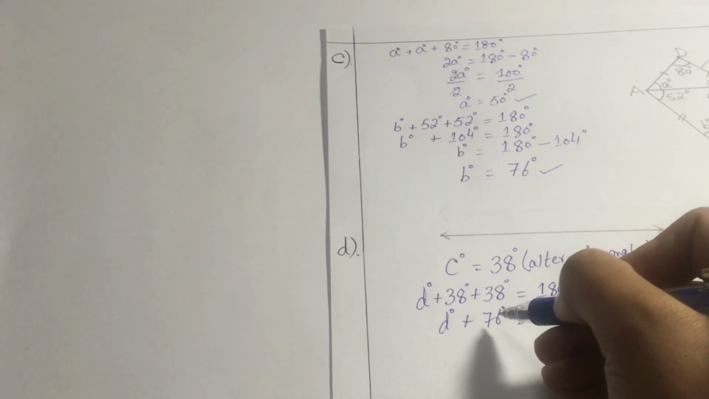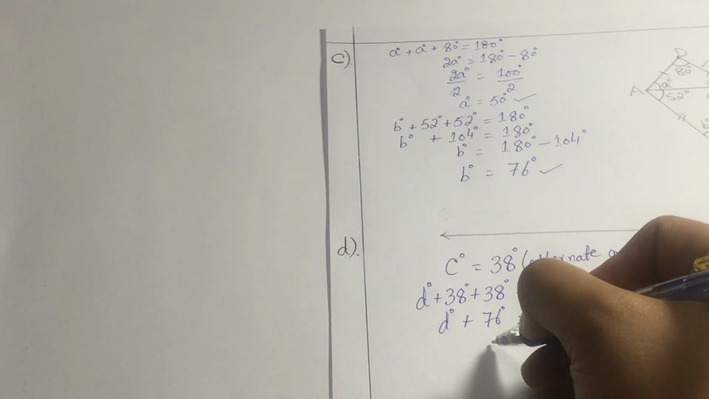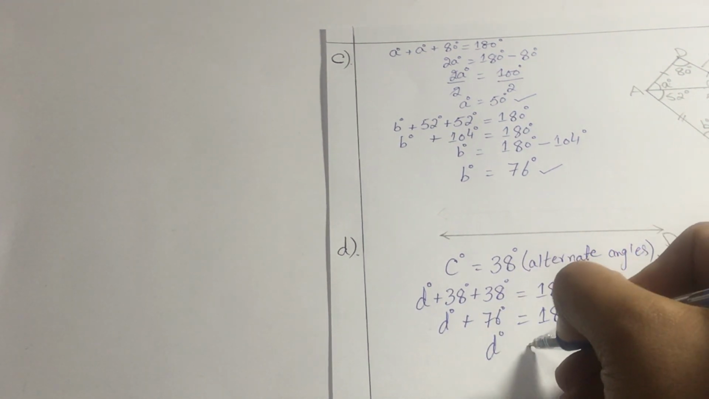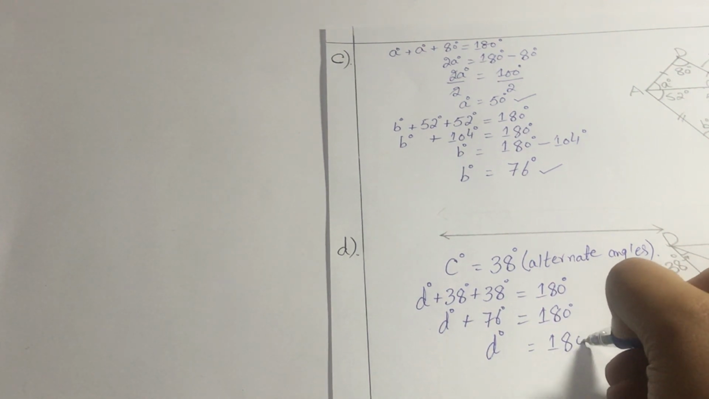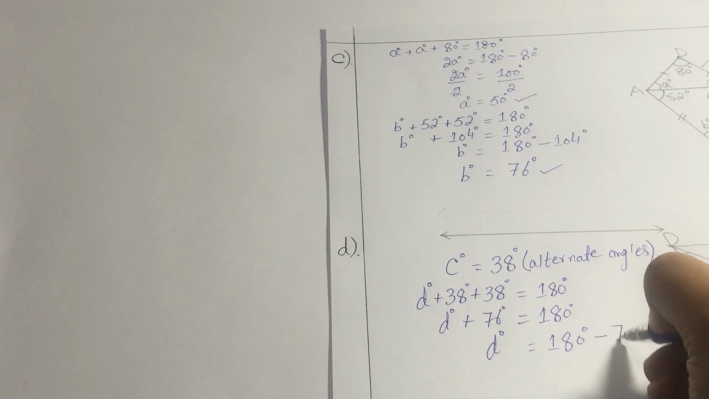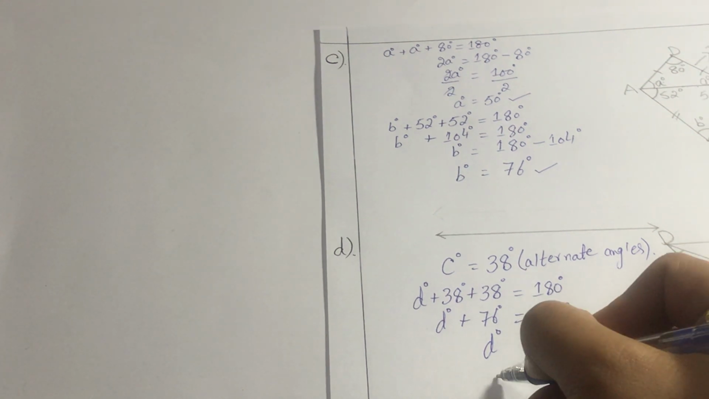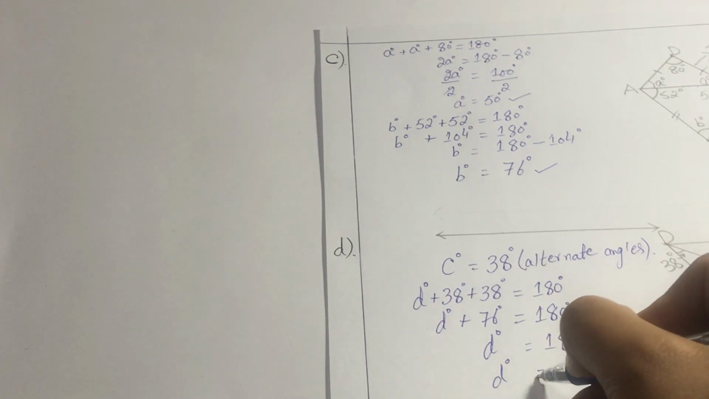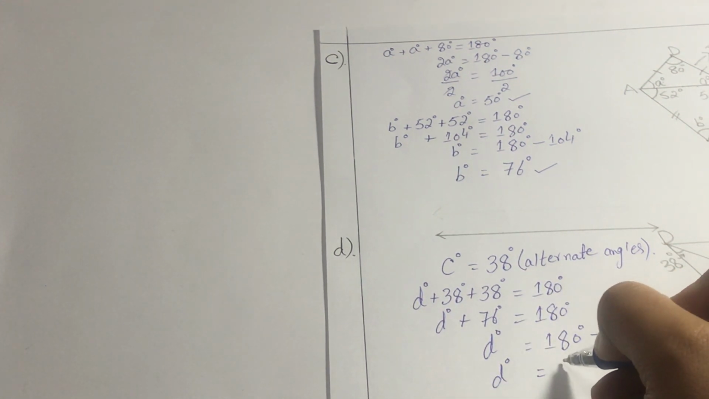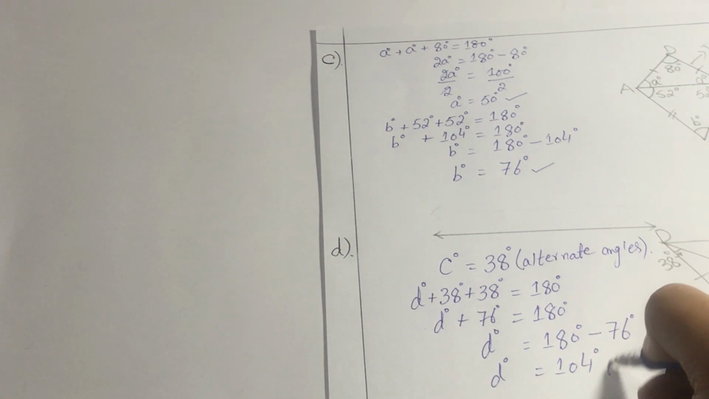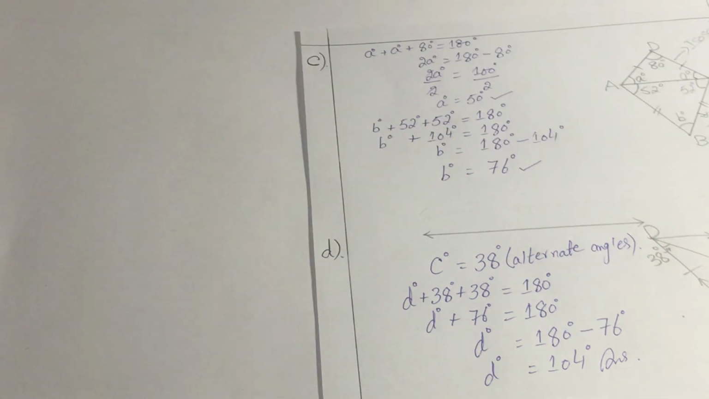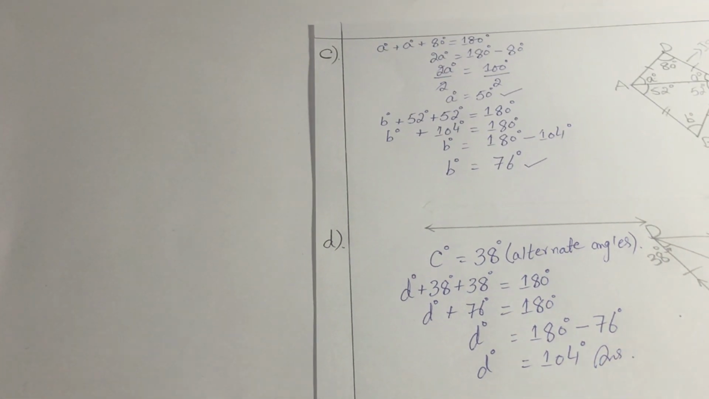Now we will combine the like terms. 76 and 180 both are the like terms. So I'll keep D degrees on my left hand side and I'll shift 76 degrees to the other side, and I'll subtract that because when you shift a term to the opposite side, you need to change its sign. So 180 degrees minus 76 would be 104 degrees.